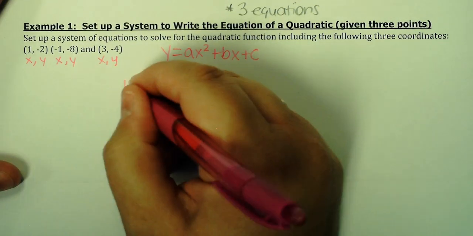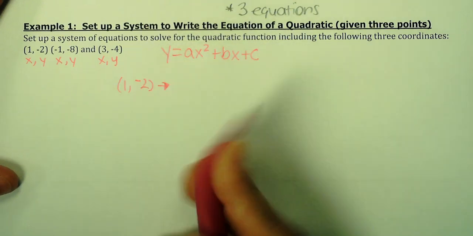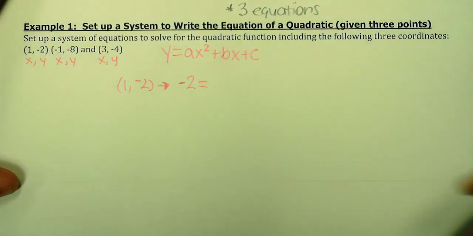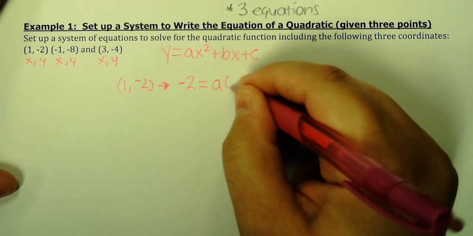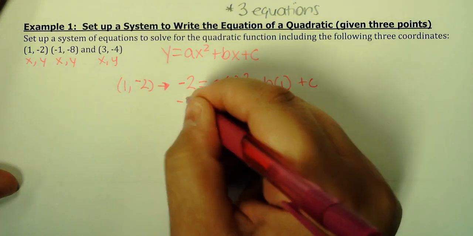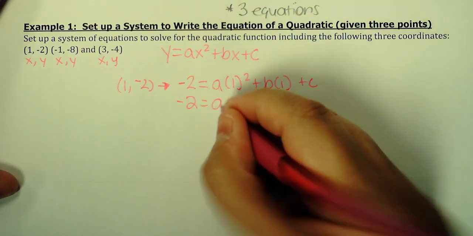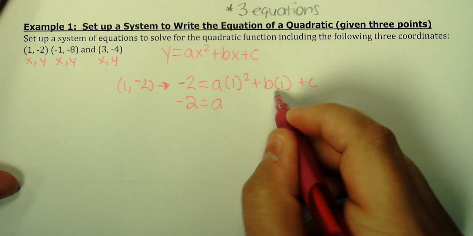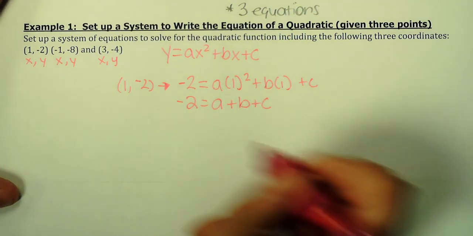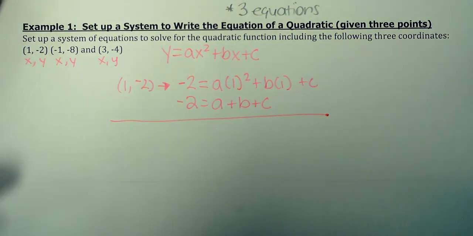So I'll start with the point 1, negative 2. So what I would do, I'm just going to sub it into this equation here. The negative 2 would go in place of the y, and everywhere I see an x, I would replace it with 1. And then of course I would want to simplify this. 1 squared is just 1, so that first term will just be a. B times 1 is just going to be b, and then c is not being multiplied by anything. Okay, so that would be my first equation.